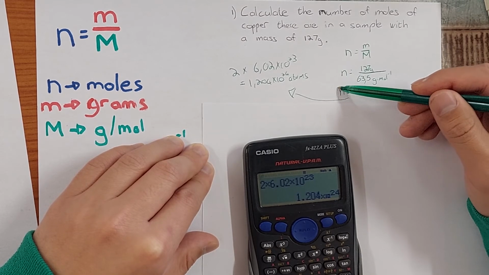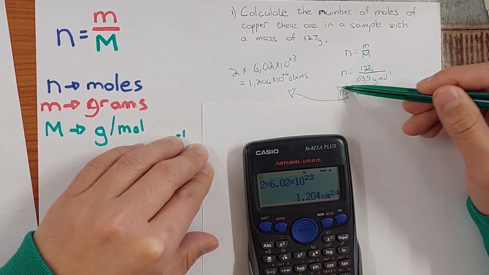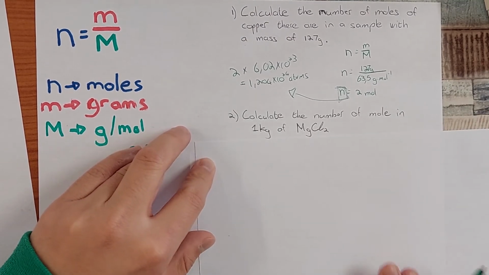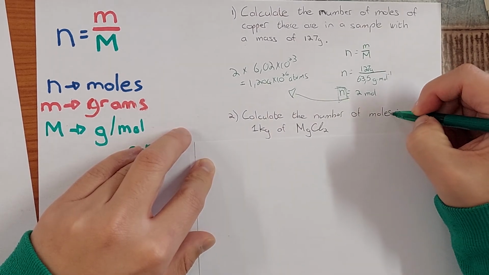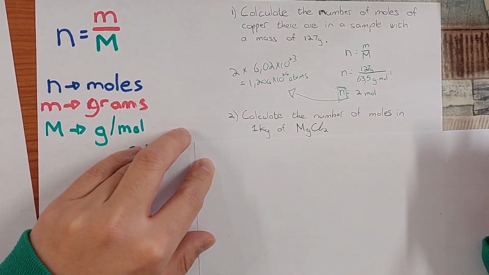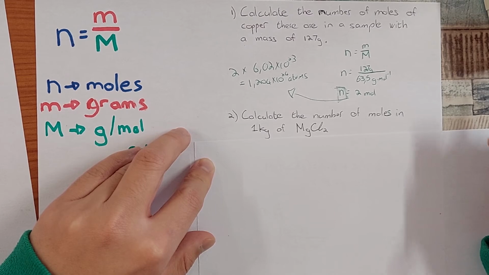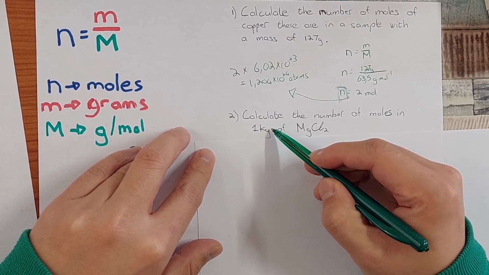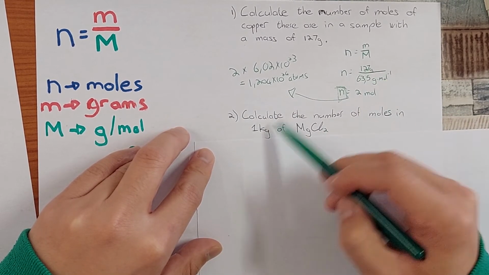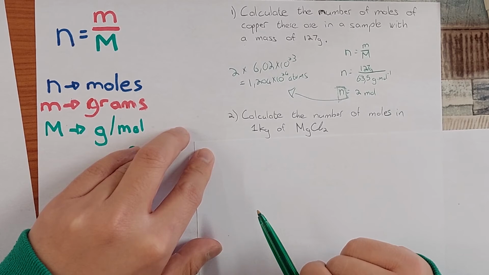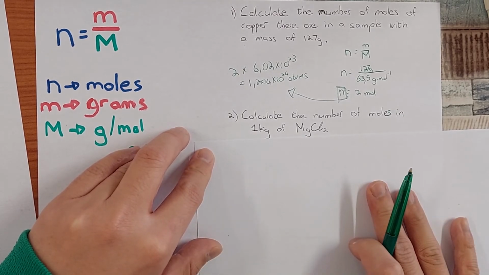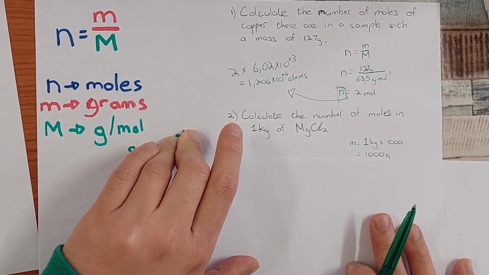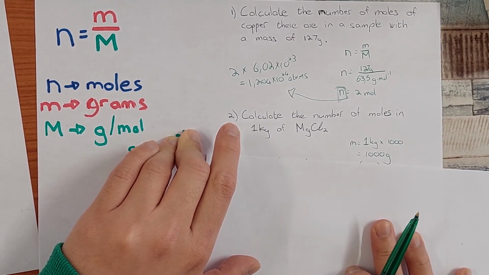You can already see how important this n is going to be in whatever we are doing. Right, the next one they ask us to do, calculate the number of moles in one kilogram of MgCl2. Right, magnesium chloride. So the first issue, this 1 kilogram, you can see here that my SI unit has to be in grams. So this 1 kilogram is incorrect. We need to convert it to grams. How many grams in a kilogram? 1,000. So it's going to be 1 times 1,000, which is going to give us 1,000 grams.